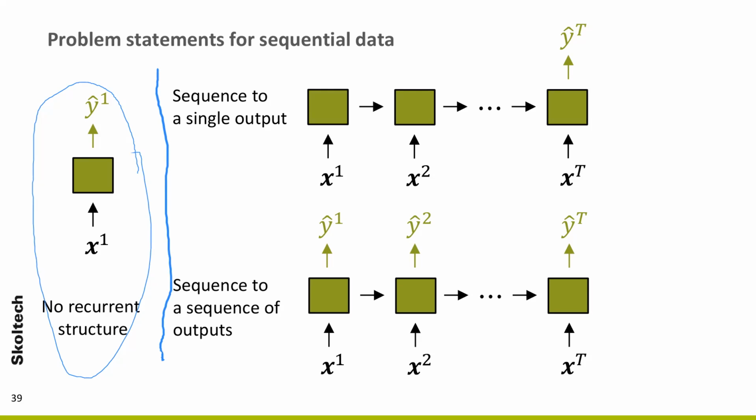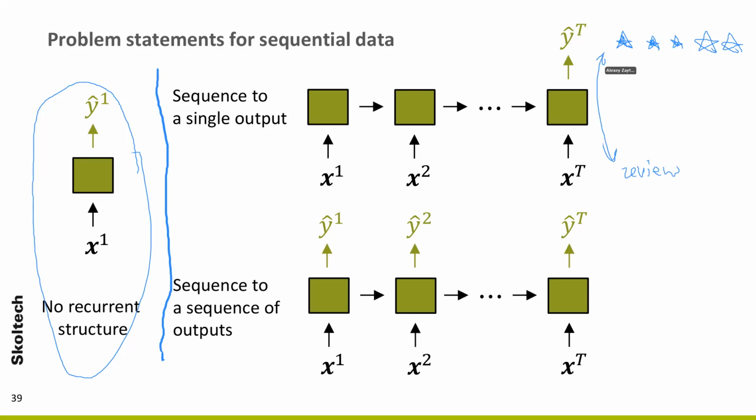The first problem is sequence to one, a sequence to a single output. If we have a sequence, for example a review of a movie, a sequence of words, and we want to produce how many stars a user will give to this particular movie, 3 or 5 or 4 here. So the review corresponds to a single output.